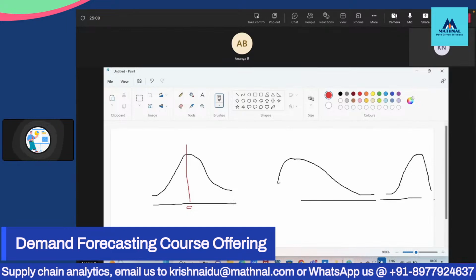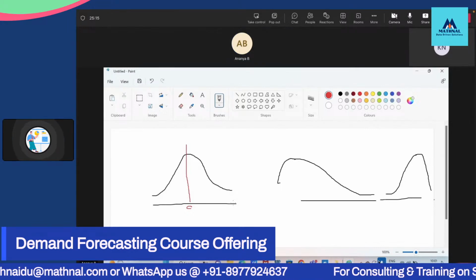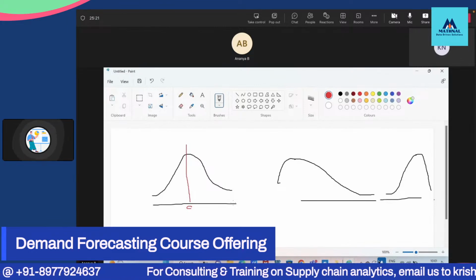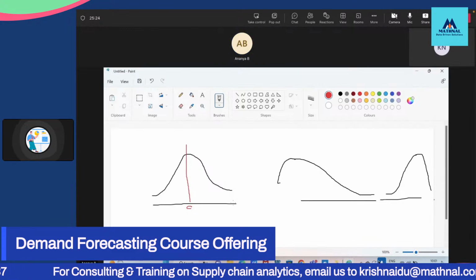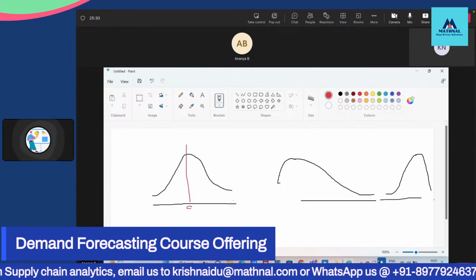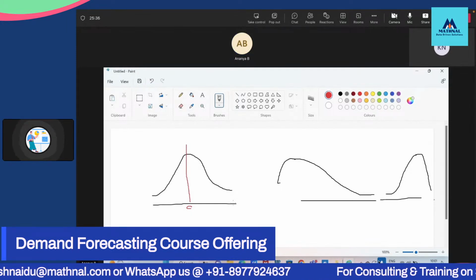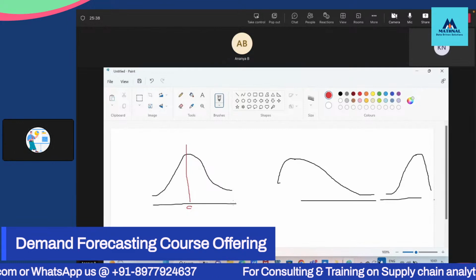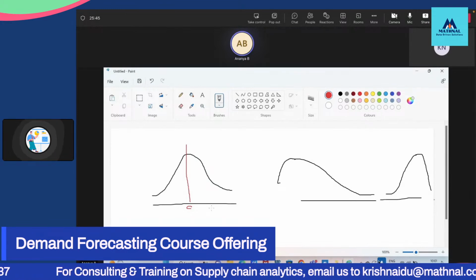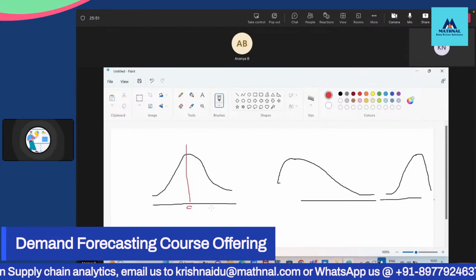Yeah. So if you look at the first graph, we have equal distribution between the left side of the mean and the right side of the mean. So here the mean is not tilted towards high volume demand frequencies or low volume demand frequencies, because the normal distribution curve is the curve of frequencies of the demand. So it is neither right skewed nor left skewed. There is equal distribution of the low volume frequencies and the high volume frequencies.